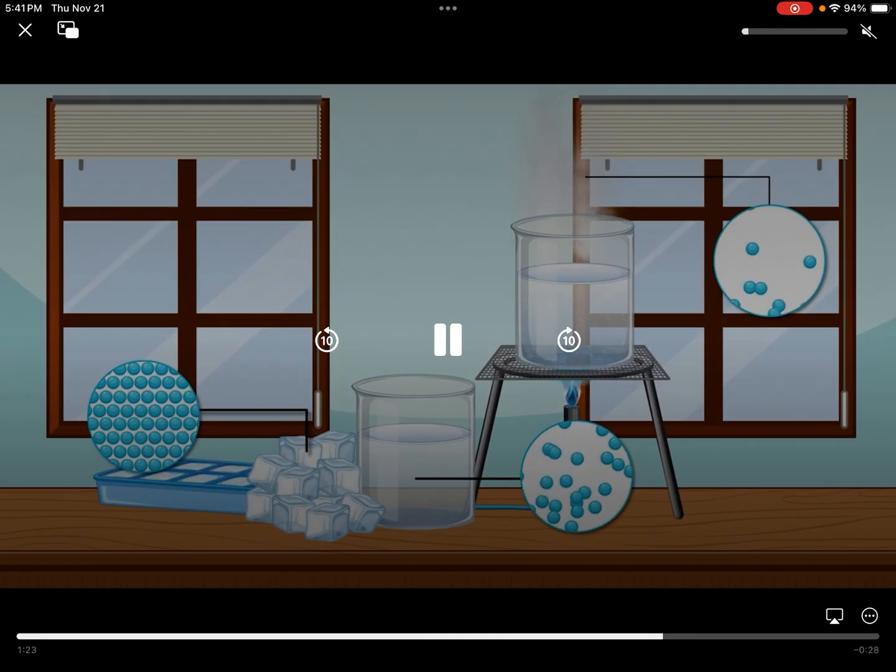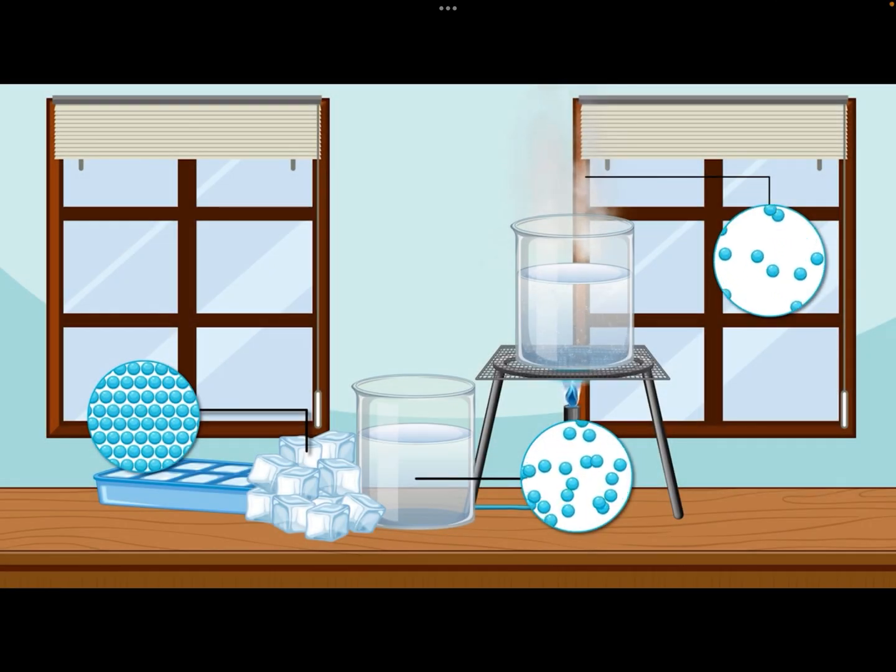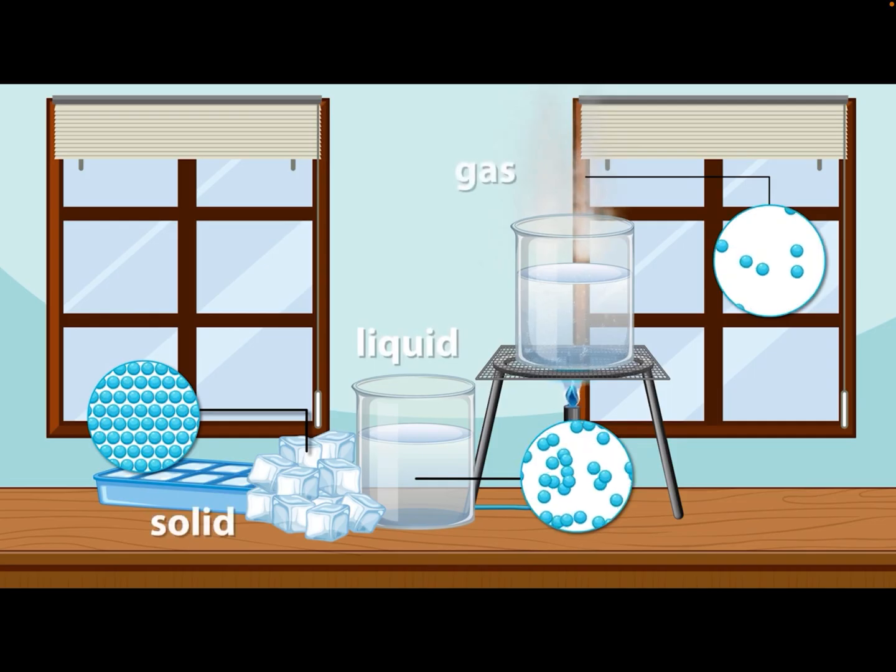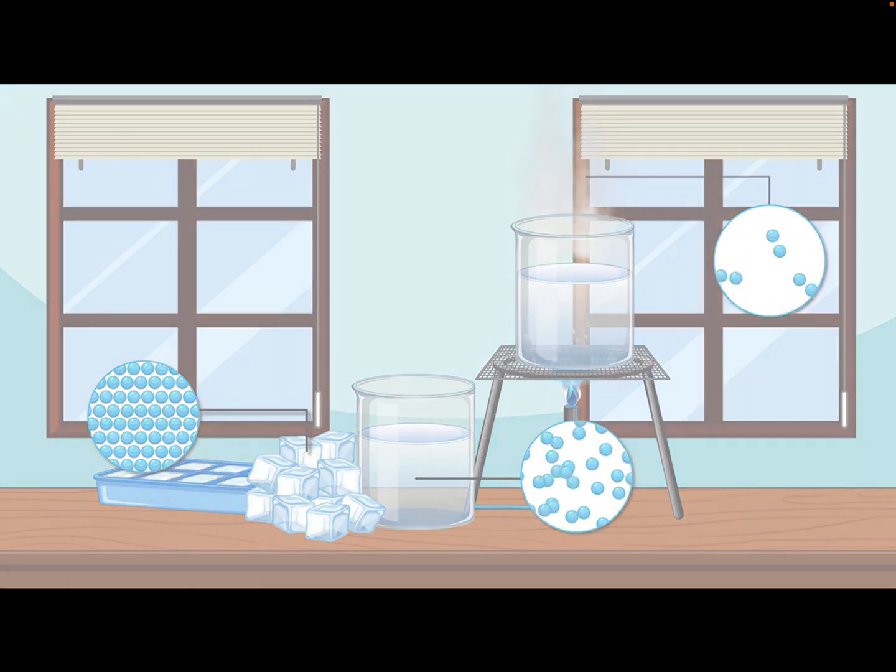The difference in particle movement across the three states of matter, solid, liquid, and gas, explains the unique properties of each state, including their shape, volume, and how they respond to changes in temperature and pressure. And gas.